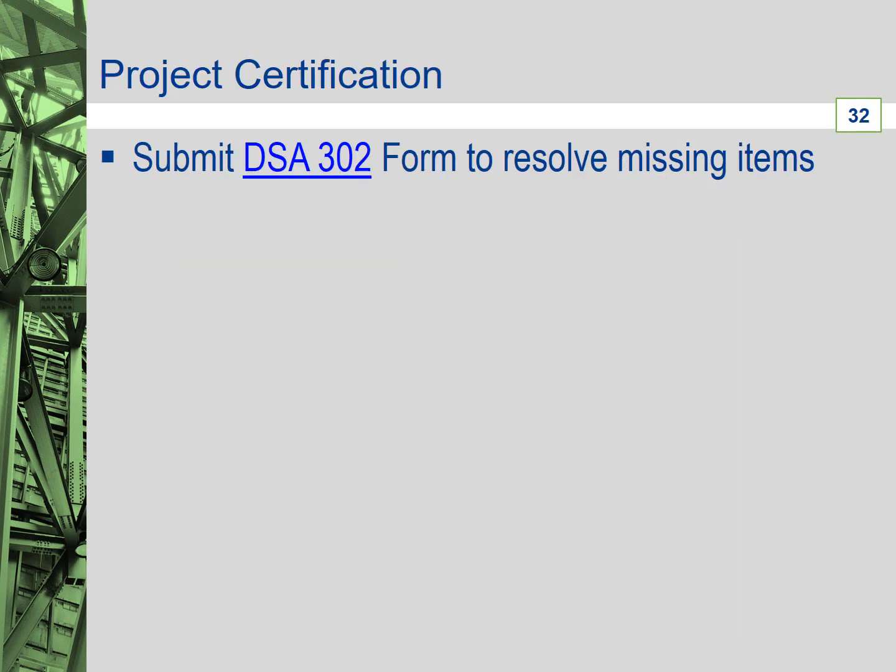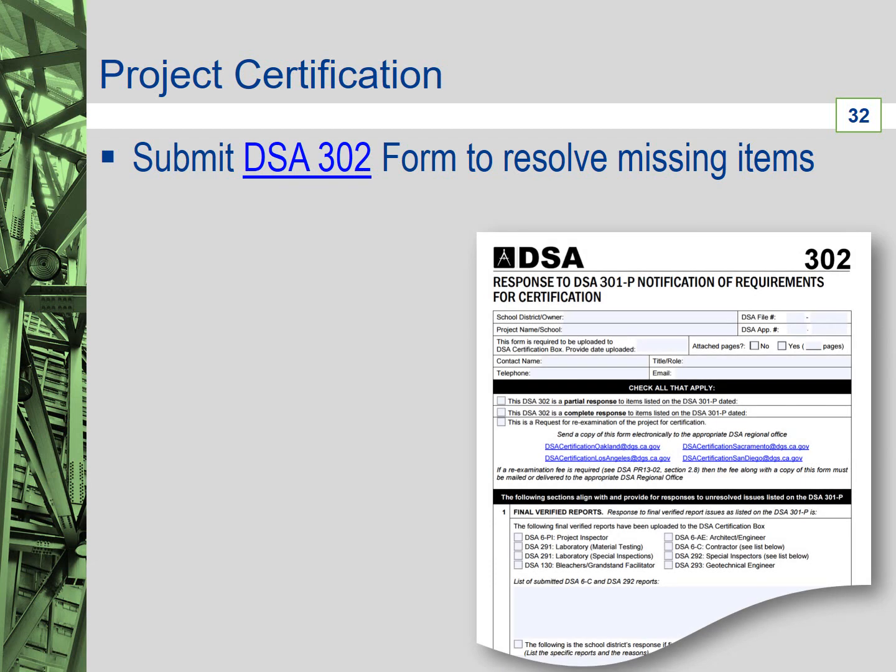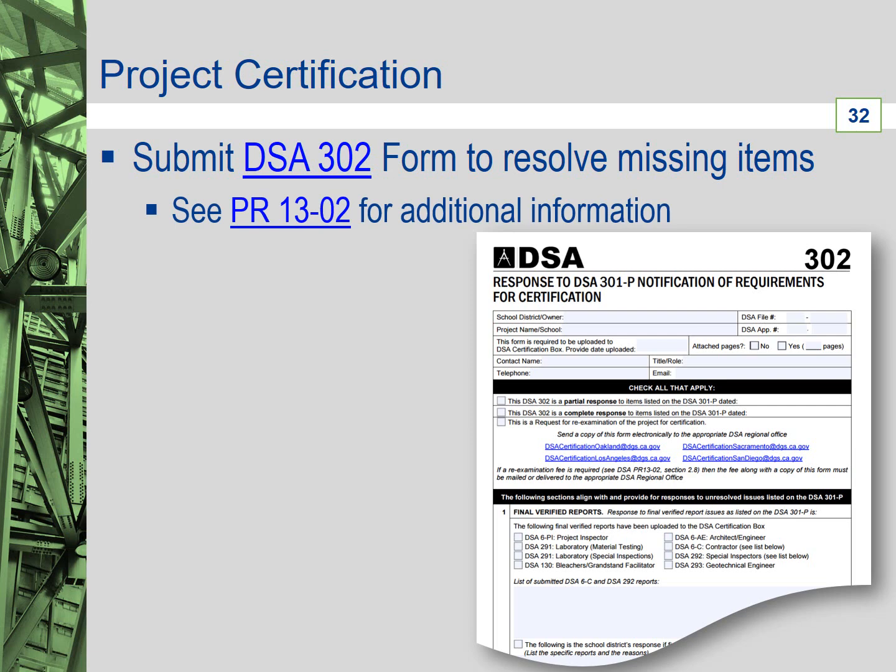Project certification can still be achieved even after DSA 301-P has been issued by using a DSA 302 form, which is the response to 301-P, Notification of Requirements for Certification. This form must be accompanied by the missing documents noted in the DSA 301-P. DSA Procedure PR 13-02 has additional information that is helpful to design professionals needing to respond to a DSA 301-P.